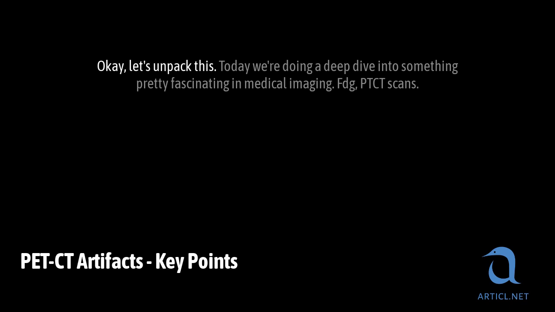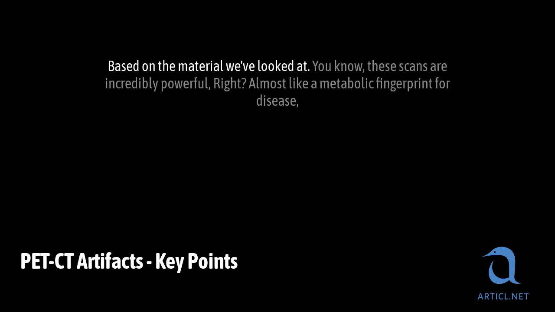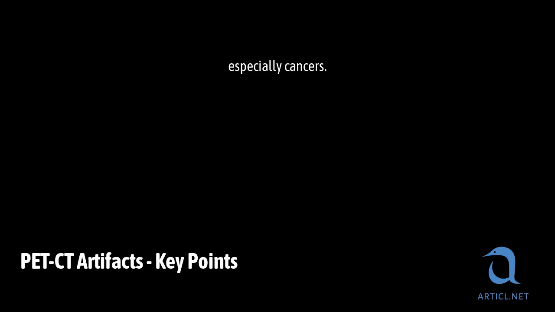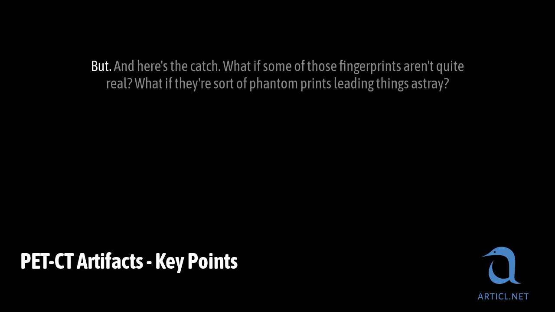Okay, let's unpack this. Today, we're doing a deep dive into something pretty fascinating in medical imaging. FDG PET-CT scans. Based on the material we've looked at, these scans are incredibly powerful, right? Almost like a metabolic fingerprint for disease, especially cancers. They really are. They give this unique view of how cells are actually behaving. But, and here's the catch, what if some of those fingerprints aren't quite real? What if they're sort of phantom prints leading things astray?